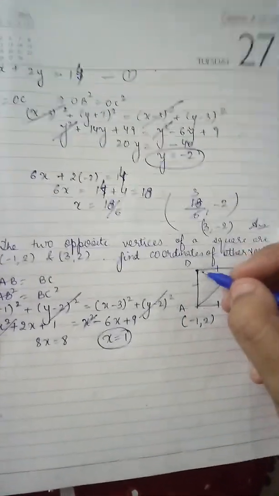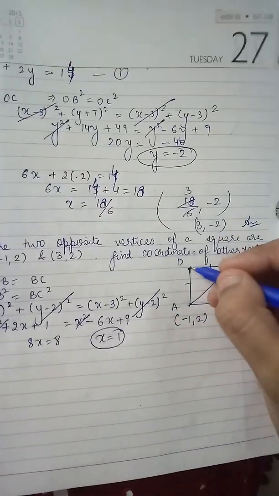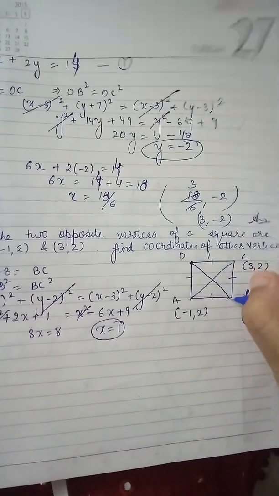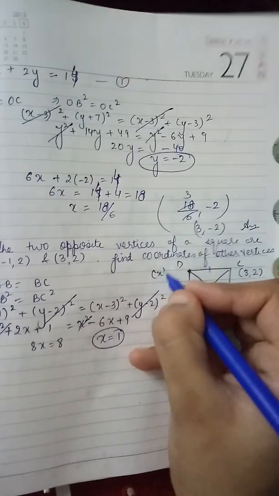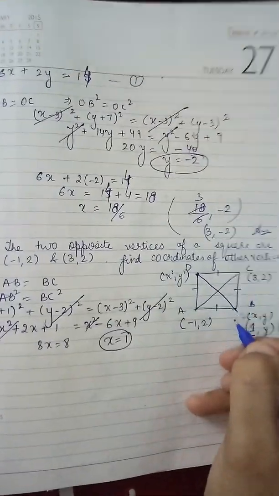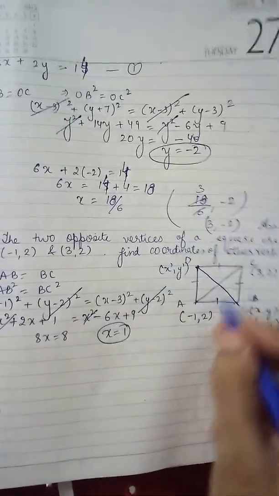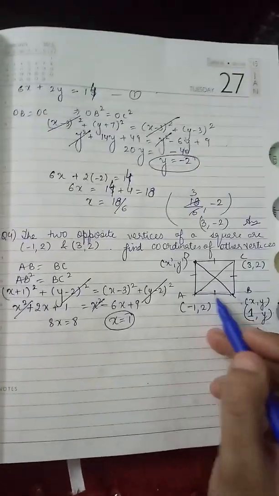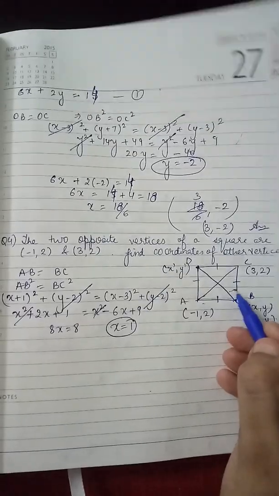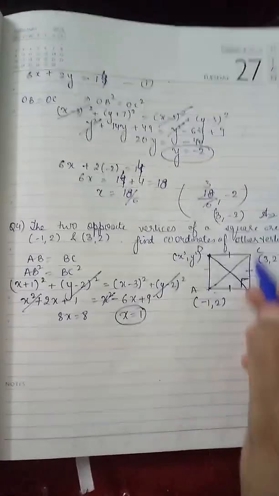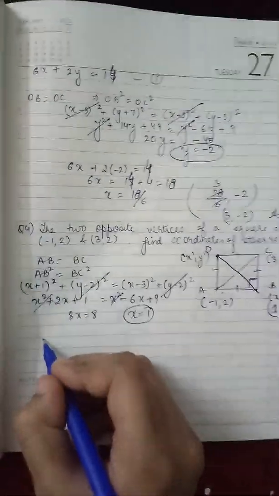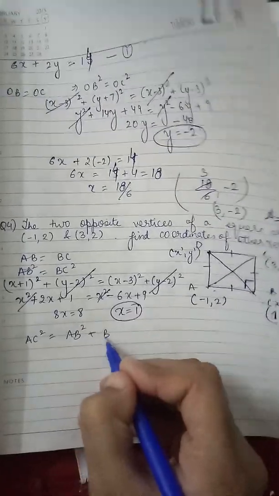Now see, this is (1, y) if this is (x', y'). We also know that the diagonals of a square are equal. So diagonals are also equal, but now the angle of a square is also 90 degrees. So I can apply the Pythagoras theorem over here. That gives us AC square is equal to AB square plus BC square.